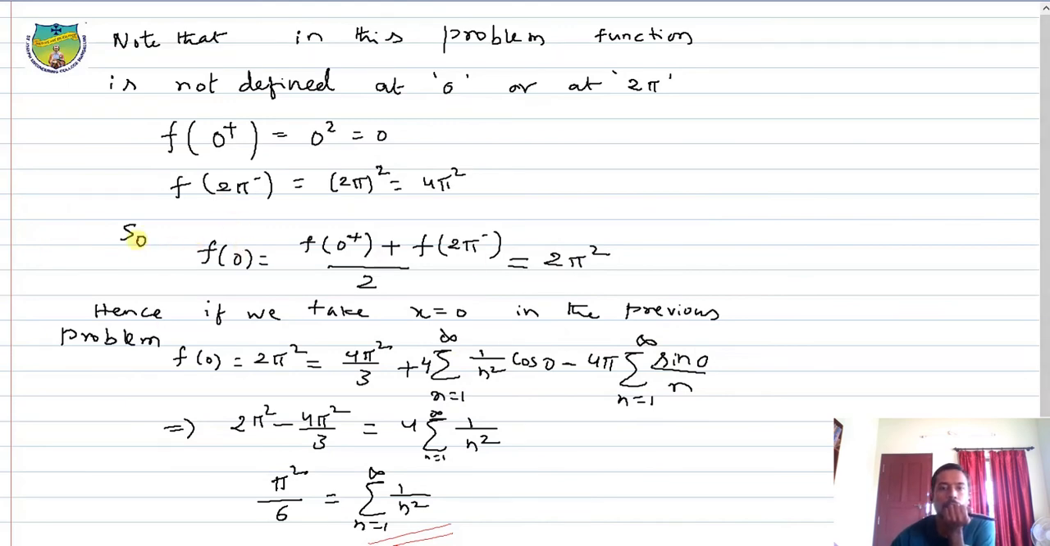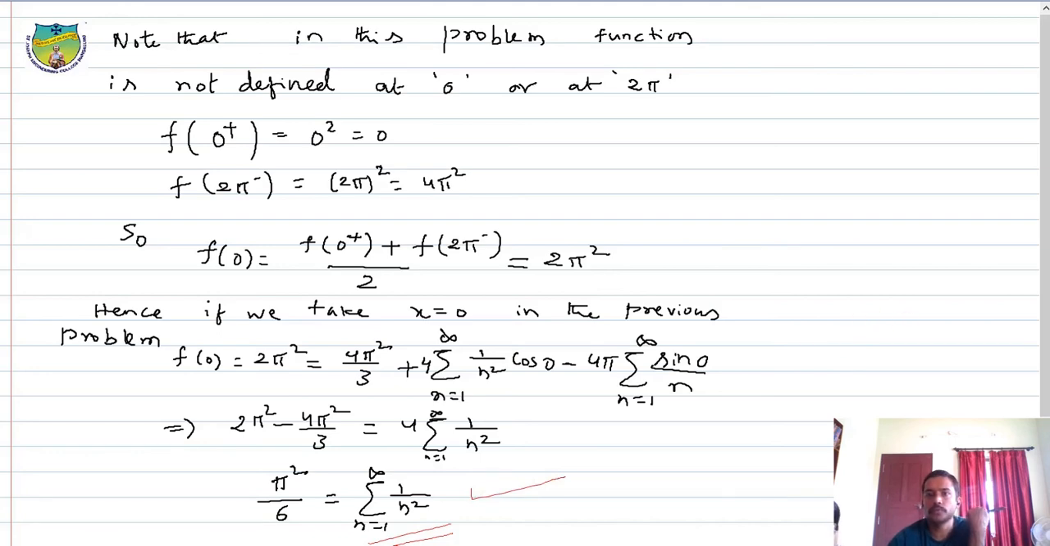So the function value at 0 is 2 pi square. If you take that and substitute x as 0 on the right side, cos 0 turns out to be 1. We'll get another expansion of pi square by 6 as the sum of 1 by n square.